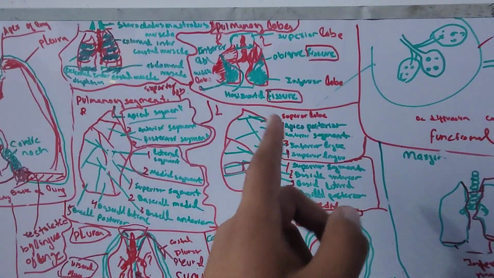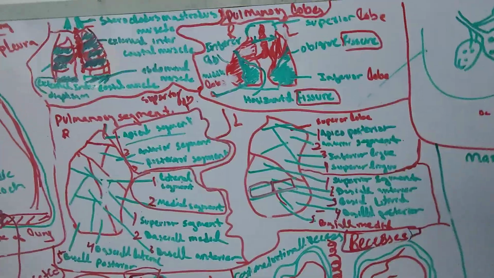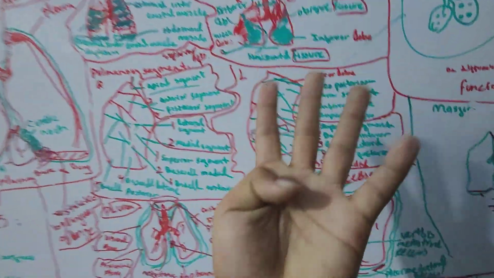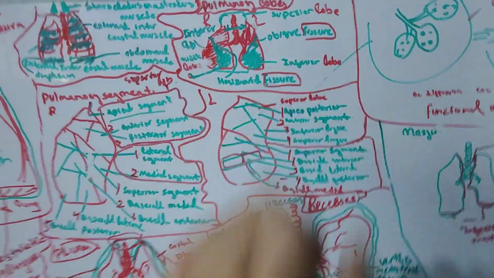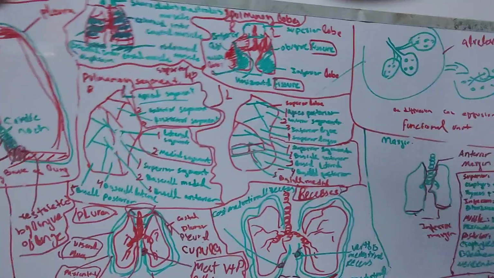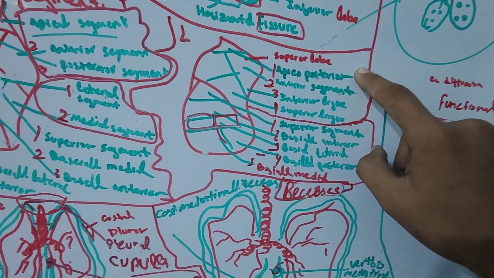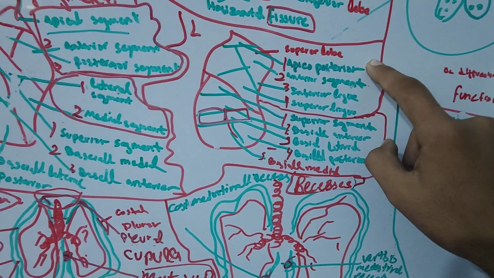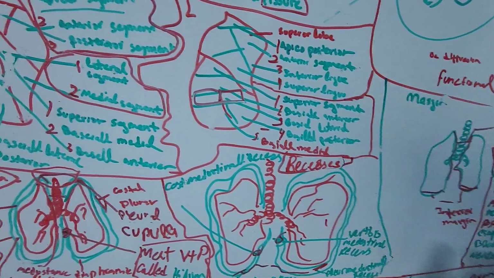Then our left lung: the superior lobe is divided into 4 segments. The inferior lobe is divided into sometimes 4, sometimes 5. We're going to discuss how. First of all, look at this superior lobe here. It's divided into the apical posterior segment, then the anterior segment, then the inferior lingular and superior lingular segments.